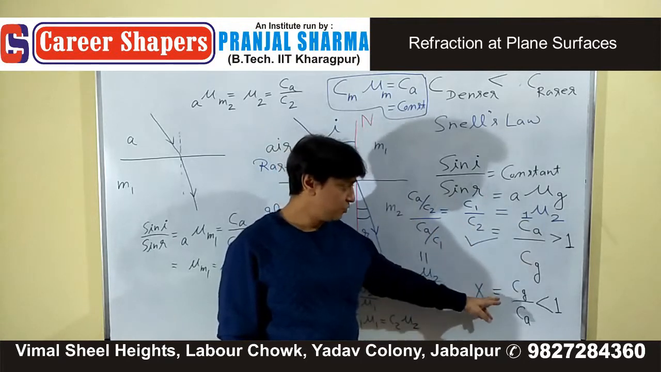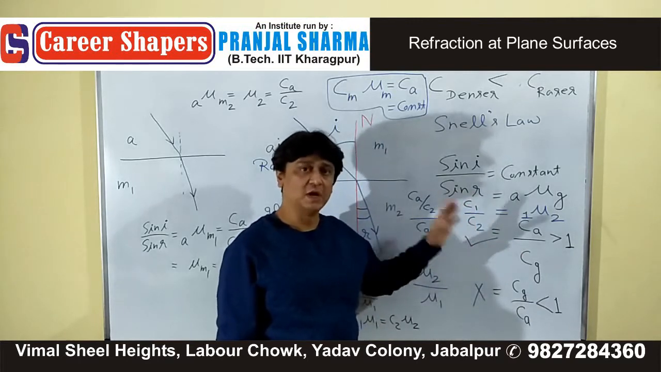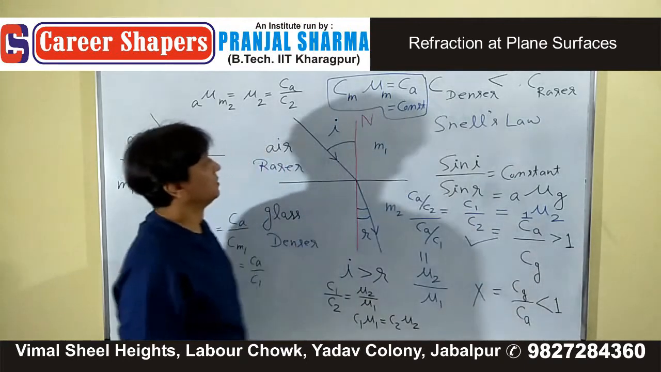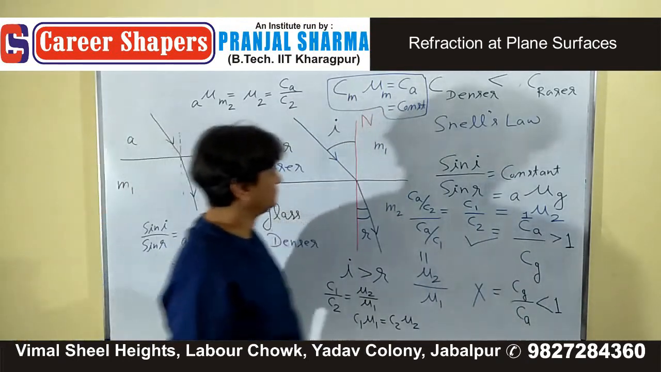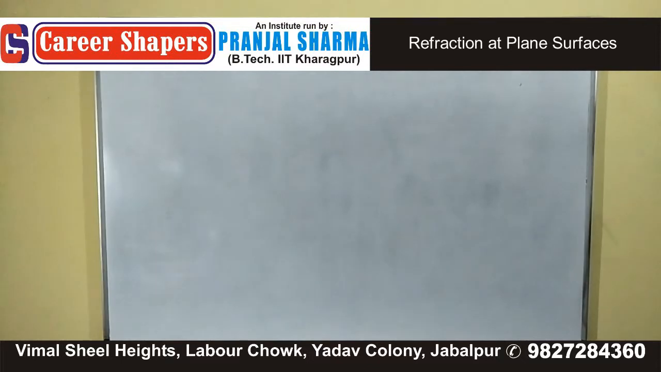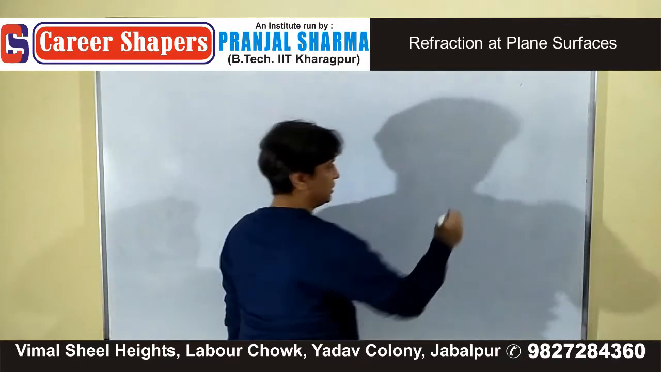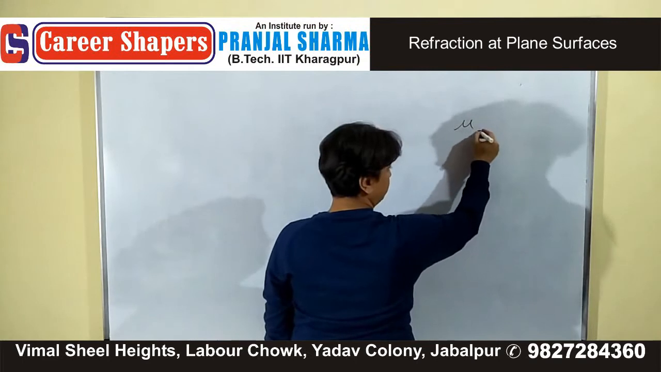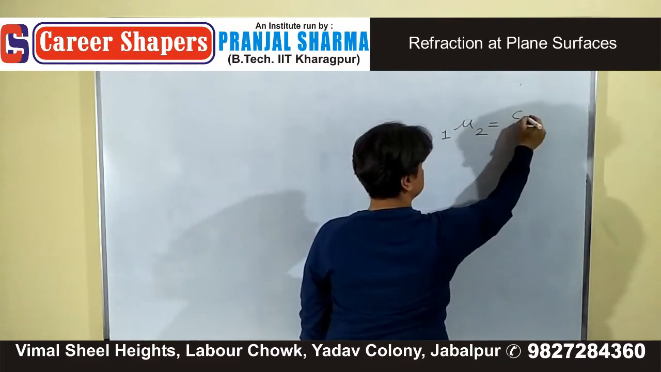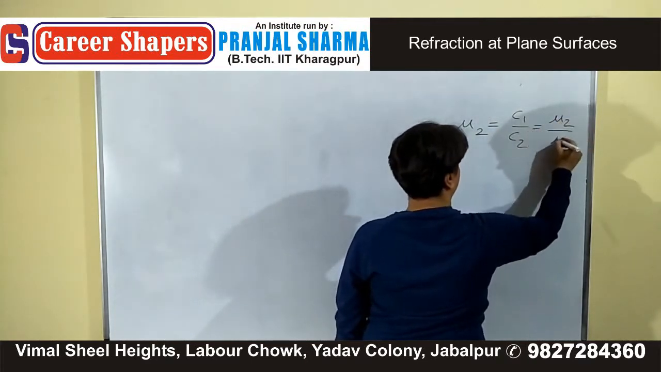At times, people get confused between CA upon CG or CG upon CA or C1 upon C2 or C2 upon C1. Then for those times, remember this trick. Note down this part. So we have developed so far this thing: refractive index of medium 2 with respect to 1 is C1 upon C2, which is mu2 upon mu1.